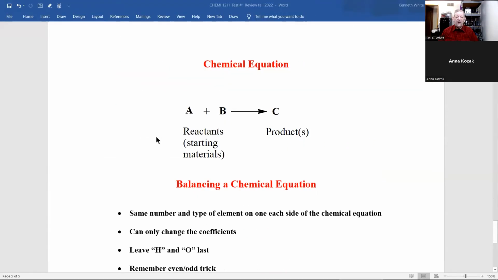Now, when we talk about moles, important aspect you should know is a chemical equation. And a chemical equation is indicated by an arrow. At the base of the arrow, we have the reactants. I also call them starting materials. And at the head of the arrow are the products. And if you have more than one, they're separated by a plus sign. Think of the plus sign as the word and.